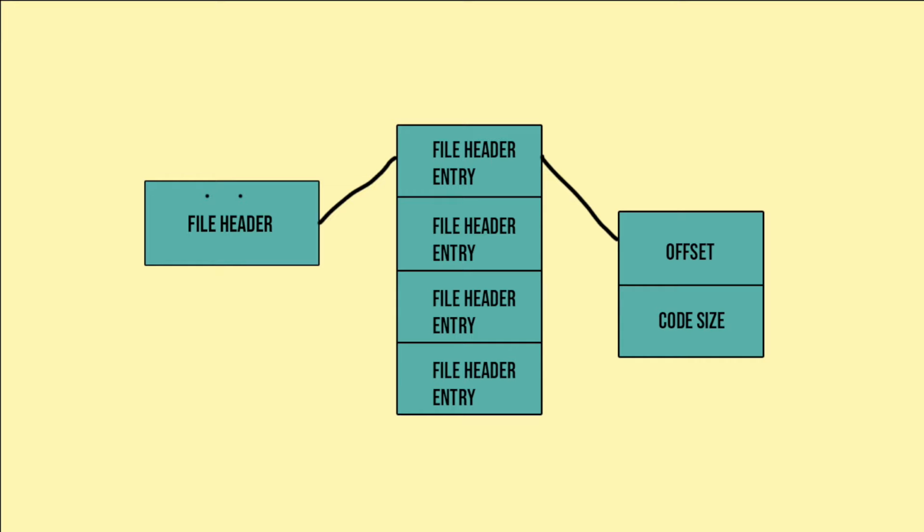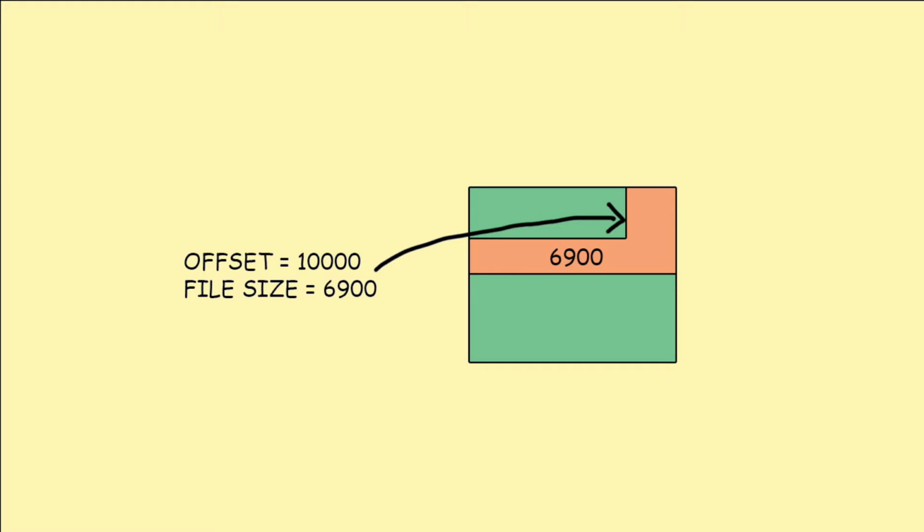So, the header table is the spiciest part of the ELF file in my opinion. These table entries store information, helping the OS to construct the process image. The most important things in here are the offset and the size of the segment in the file image. Let's say this segment is our binary code. The offset can be something like 10,000 and the code size is 6900.